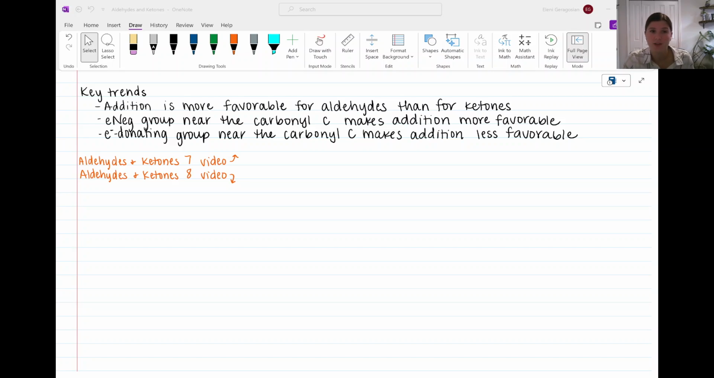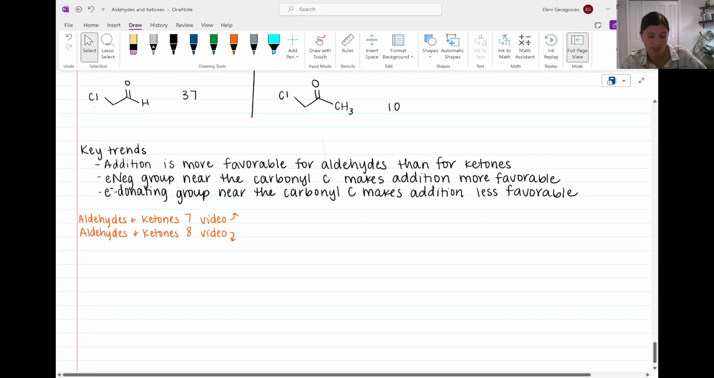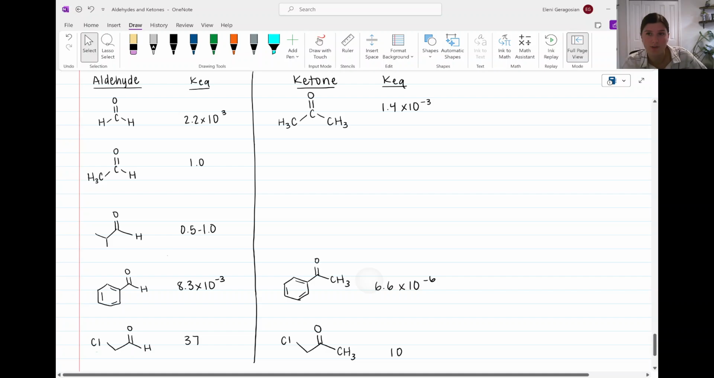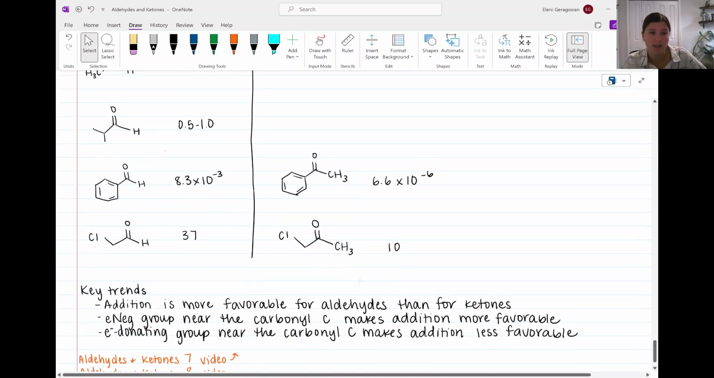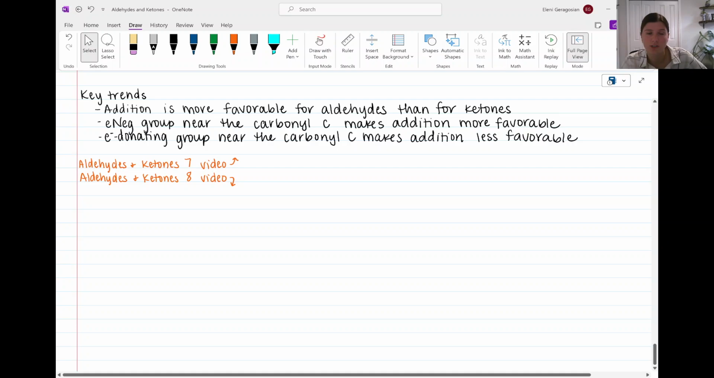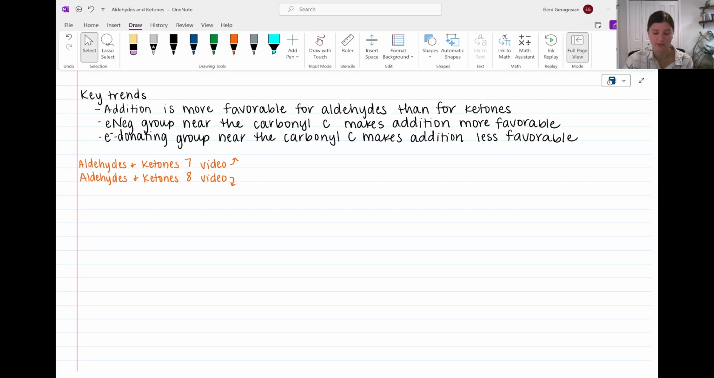In the previous video, Aldehydes and Ketones 7, we looked at some KEQ values for aldehydes and ketones in nucleophilic addition reactions. And we have some key trends that we wrote at the end of the video. Addition is more favorable for aldehydes than for ketones. An electronegative group near the carbonyl carbon makes addition more favorable. An electron donating group near the carbonyl carbon makes addition less favorable.